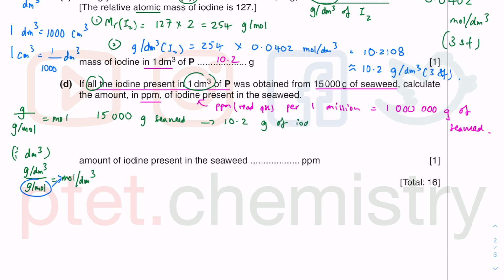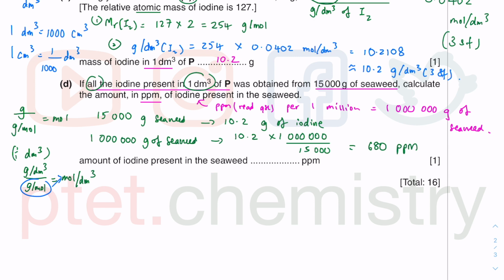This is iodine. So my goal is, when there are 1 million gram of seaweed, how many gram of iodine do I have? So that thing is divided by 15,000. Just press your calculator: divide by 15,000, and multiply by your answer from the previous bit. So I get 680 ppm. That final answer wraps up this question.